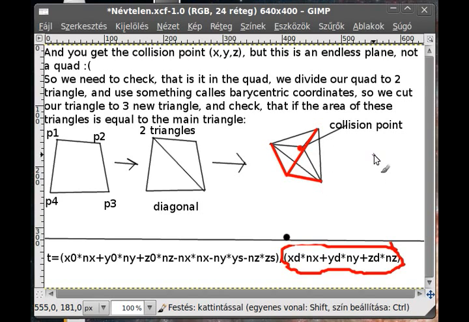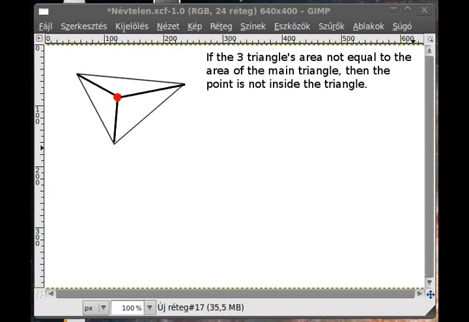As you can see, it is obviously bigger, so the area of this triangle is bigger. Alright then. So here is what I said.